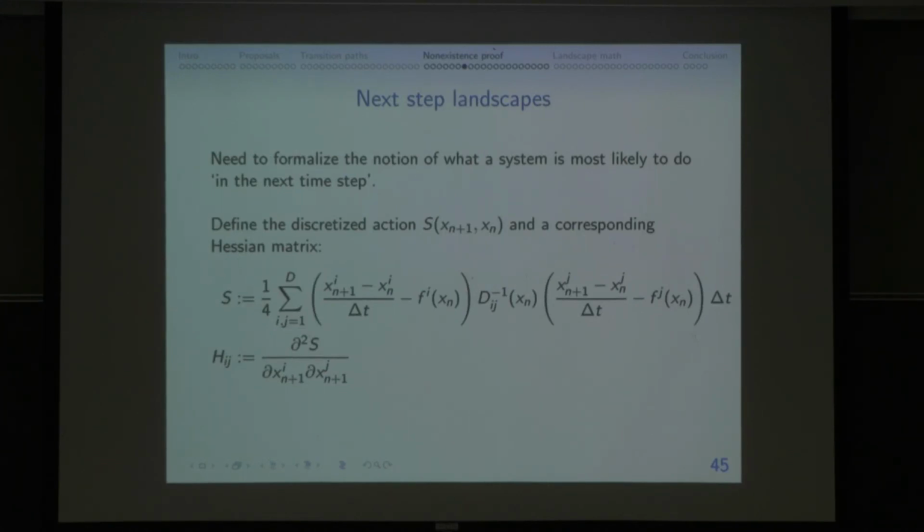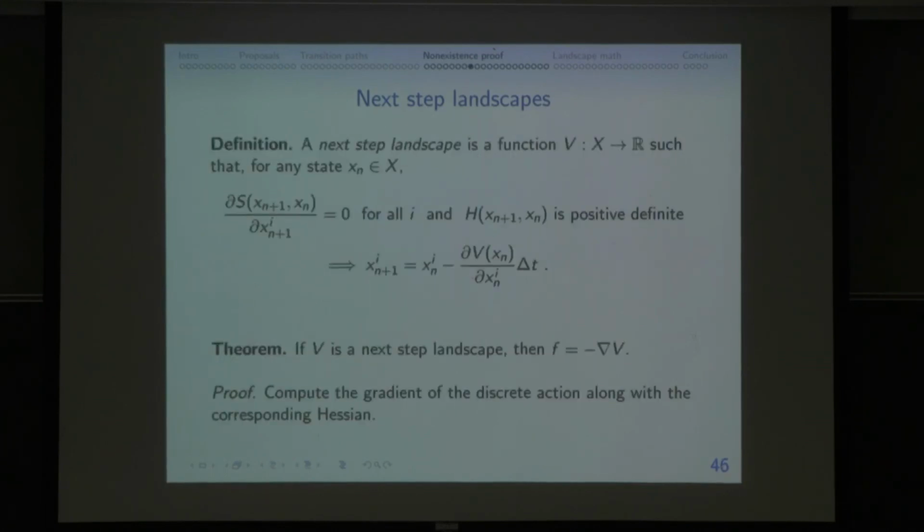In order to make this precise, you could do it a couple ways. I chose to do it using the action. You can discretize the action and use it to imagine what happens one time step in the future. This is kind of technical baggage, you don't need to worry too much about it. But the point is that if I say I want to construct a landscape where the next thing the system does is most likely go down the gradient of this surface, in general, I can't do that because in general, the deterministic dynamics of your system don't satisfy this conservative requirement.